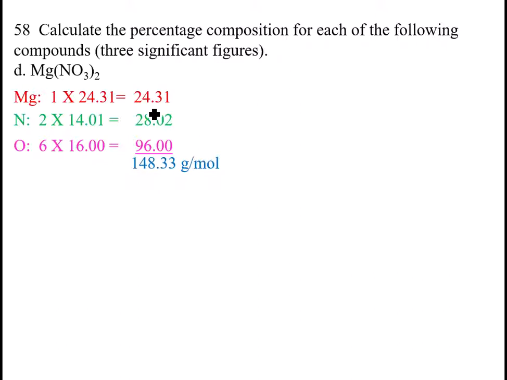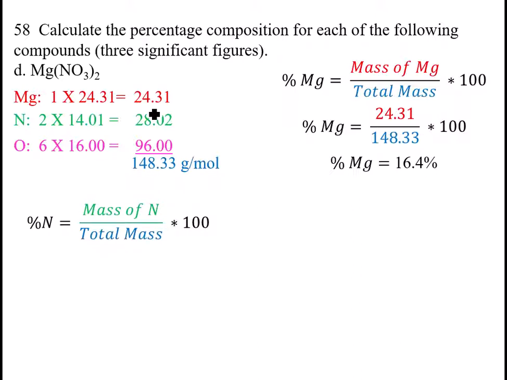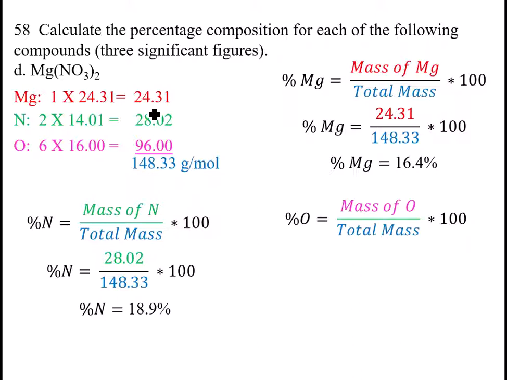So the percent magnesium is the mass of magnesium over the total mass, or 24.31 divided by the 148.33, times 100, gives me 16.4%. The percent nitrogen is the mass of nitrogen over the total mass, or 28.02 divided by the 148.33 times 100, and I get 18.9%. The percent oxygen is the mass of oxygen over the total mass times 100. So 96 divided by the 148.33 times 100 gives me 64.7.